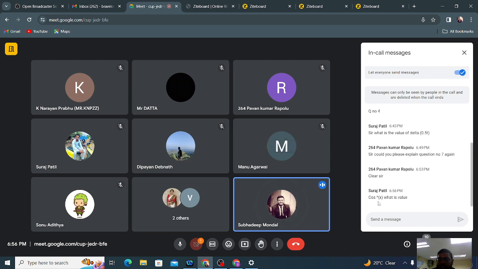Cos of x, what is the value? Cos of x in the sense of cos to the power x, there is nothing like that. Cos to the power x, what are you asking? Cosh of x, cosh of x is cos of jx. That is the second question.